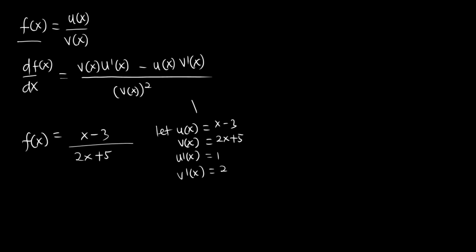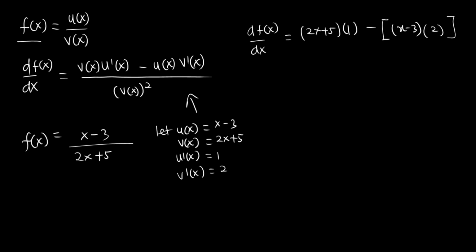So let's do the substitution into the general formula that was given. So we're going to have f prime of x, or df dx, equal to v, which is 2x plus 5, multiplying u prime, which is 1. Okay, minus, and then we're going to have u, which is x minus 3, multiplying v prime, which is 2. Okay, so all this divided by v of x squared, which is 2x plus 5 squared.